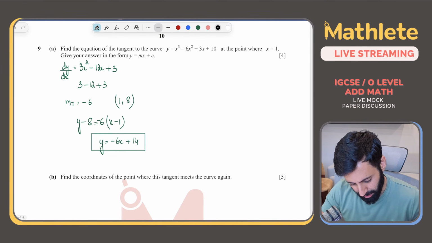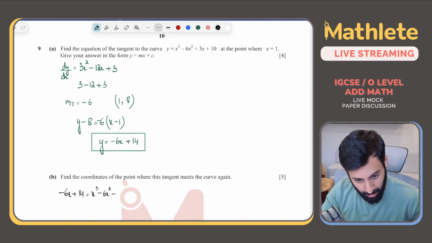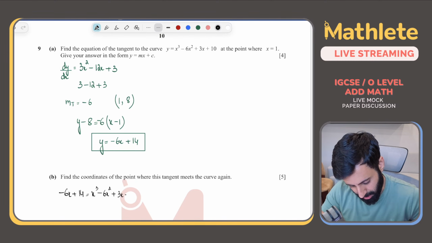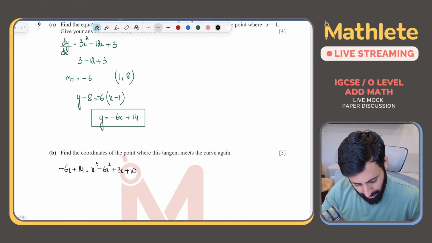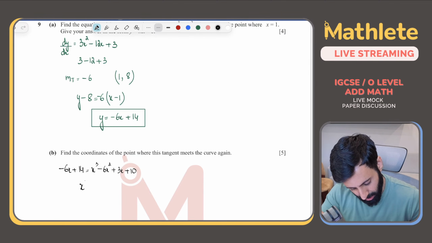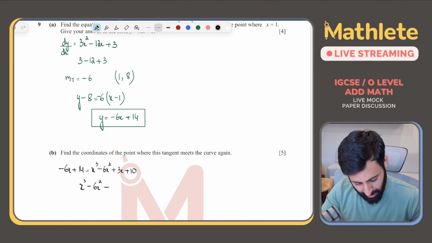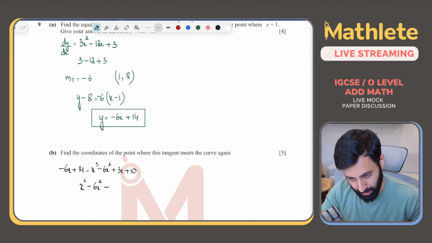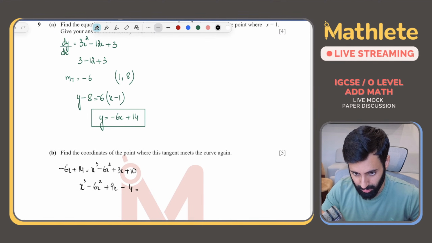Find the coordinates of the point where this tangent meets the curve again. So that means we're looking at minus 6x plus 14 equals x cubed minus 6x squared plus 3x. Okay, so that means we have to wrap things up early. So the cubic equation that we end up with is x cubed minus 6x squared minus 3x plus 6x, that's plus 9x, and then minus 4 equals 0.